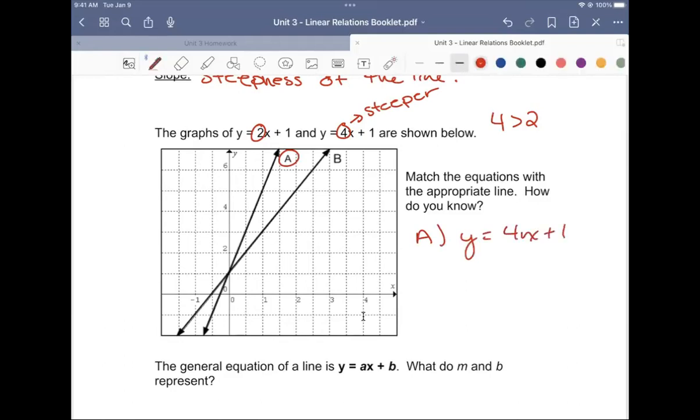Another thing to remember is that we have the plus 1 and the plus 1, which are the same. This is our y-intercept, which is just the point on the y-axis where it crosses. So right here, I can see the y-axis, and I can see they cross right here at 1. So that's why our value there is plus 1. A is steeper, and B is 2x plus 1 because it is less steep.